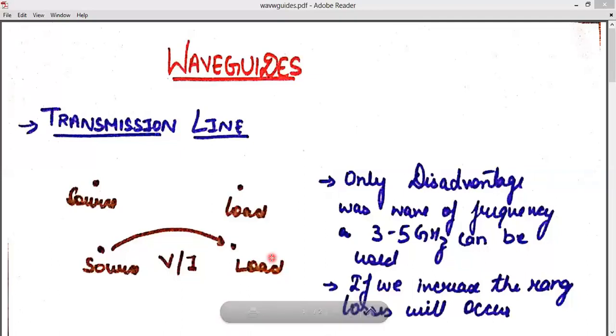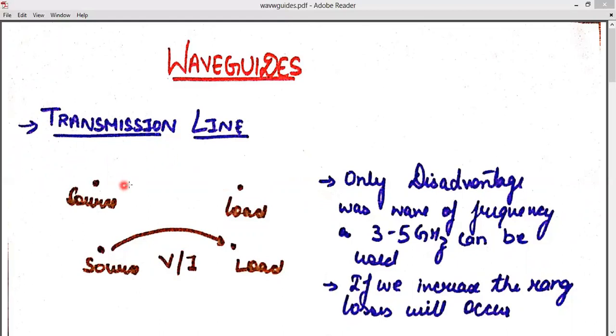So students, first of all, we need to understand how we transmit the electromagnetic wave. When we use a transmission line, suppose this is a source point and this is the load or the destination point. We need to transmit the electromagnetic wave from the source to the load. Here we can transmit the electromagnetic wave in the form of voltage or current. When we transmit the wave, many losses occur at this period of time.